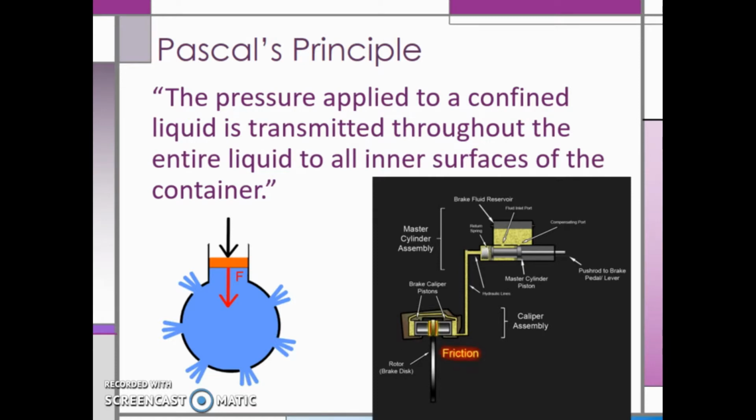The second animation shows us the basics of how a brake system works. The push rod that is attached to the brakes in your car actuates the master cylinder piston. The force from the piston causes the liquid to be transferred throughout the system. This liquid causes the brake caliper pistons to actuate and compress around the rotor. The friction between the brake calipers and the rotor causes the vehicle to stop.